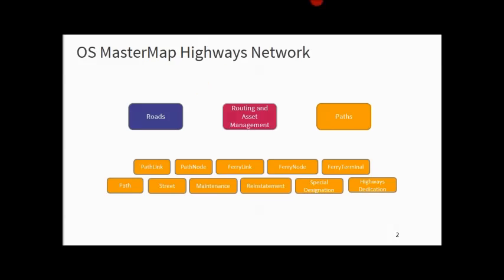On the top of the screen you can see the three products in the family: roads, routing and asset management, for which we had webinars last week, and as Hannah said, you can find links to them on the website. And then today's subject is the paths product. Below here you can see the feature components listed with the orange boxes. We will be talking about them today: path link, path node, ferry link, and so on. We will also be discussing the relationships between the features and how they relate to the other two products as well.